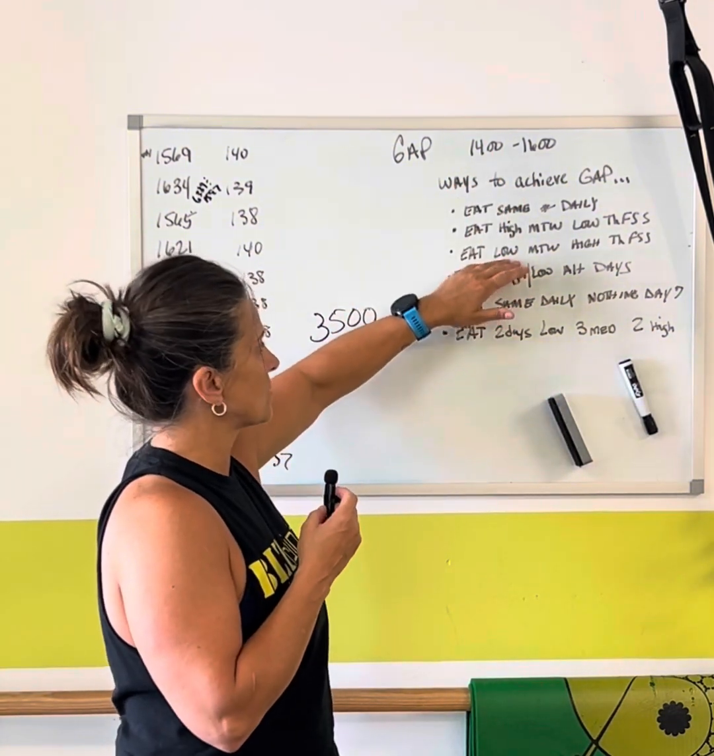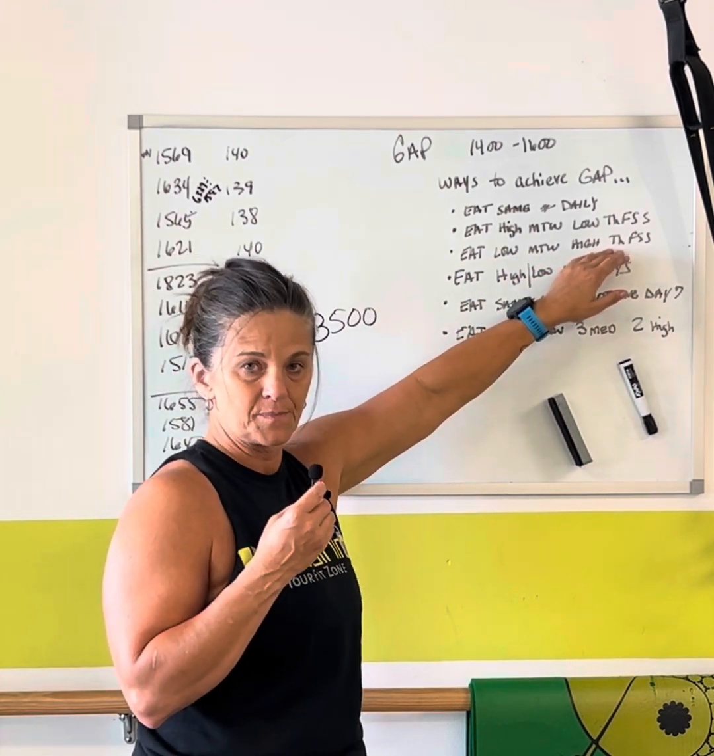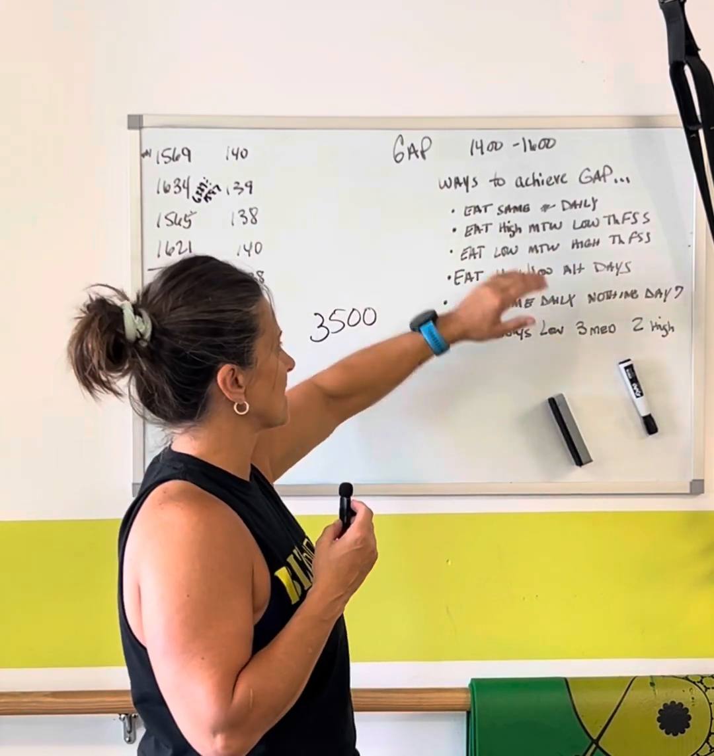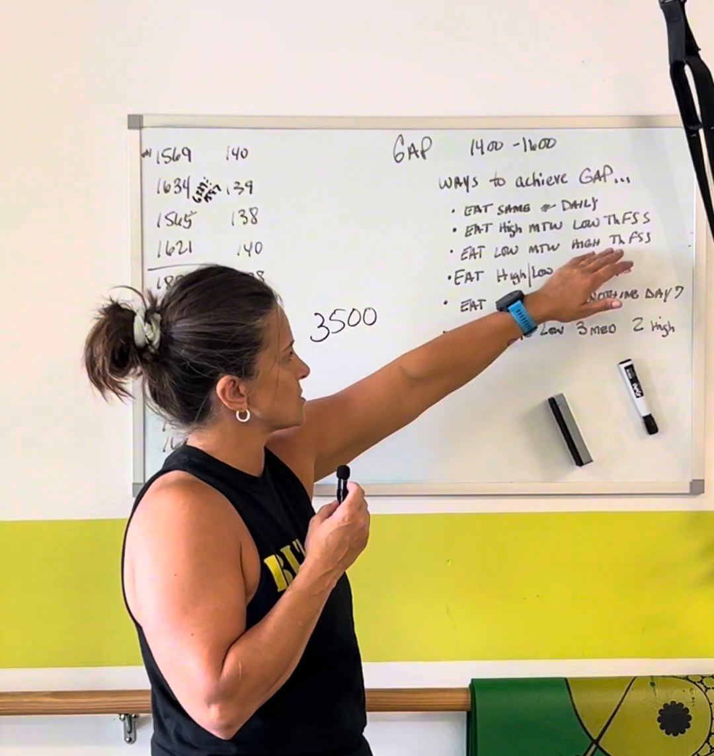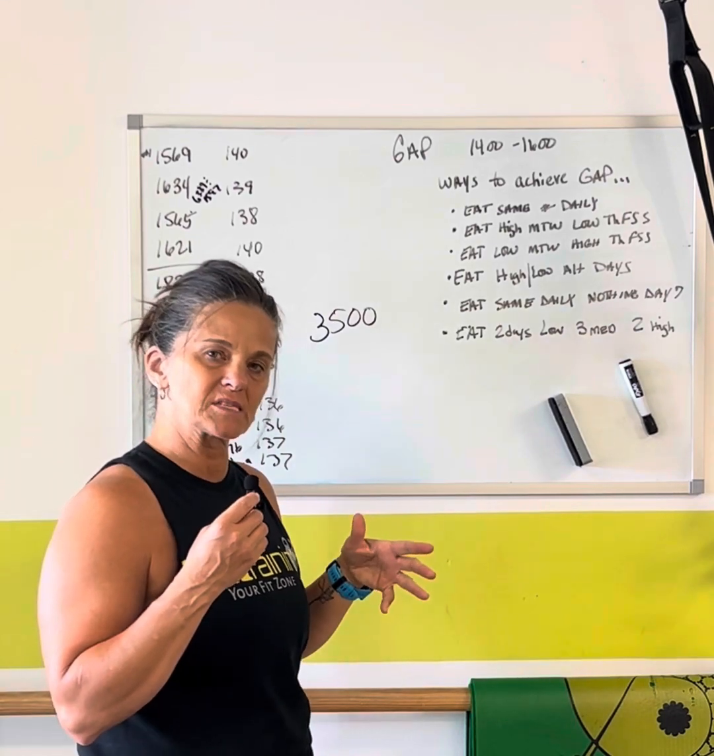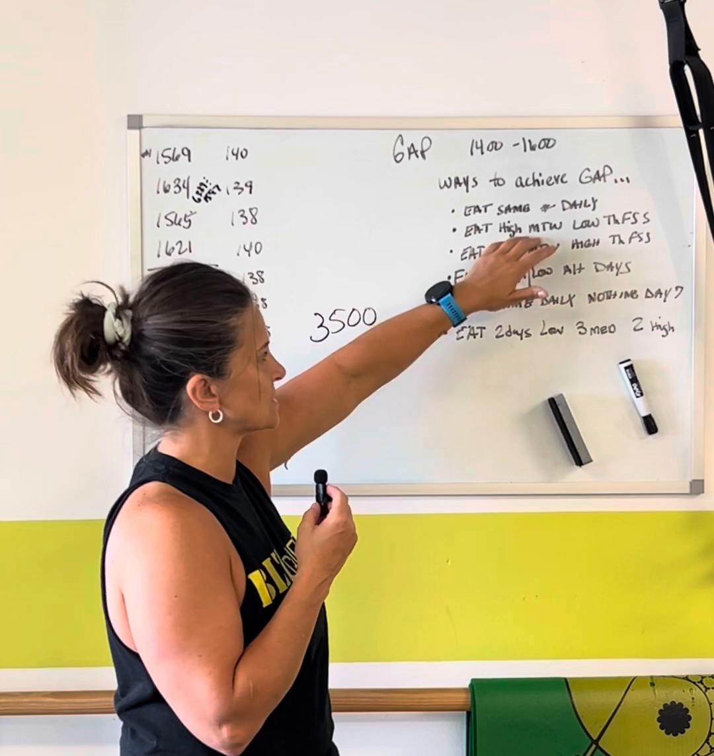This person could also eat low calories Monday, Tuesday, Wednesday, and high calories the rest of the days. What would that look like? Let's say that on Monday, Tuesday, Wednesday, this person ate 1,250 calories each day. On Thursday, Friday, Saturday, Sunday, this person ate 1,700 calories each day. That might even be a little bit low. I'd have to up this to 1,300 on Monday, Tuesday, Wednesday. But you get the point, okay?